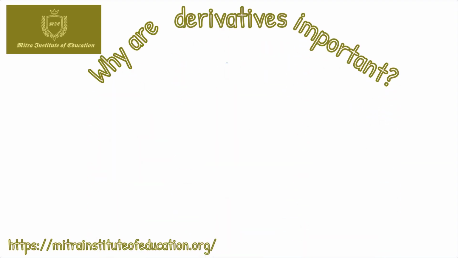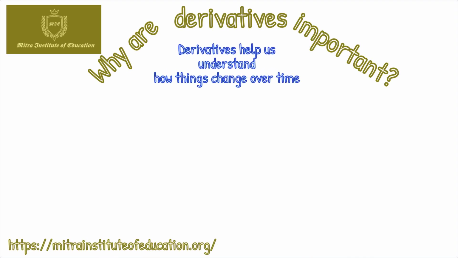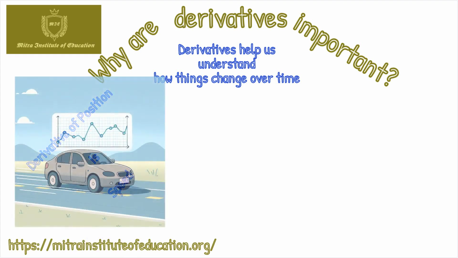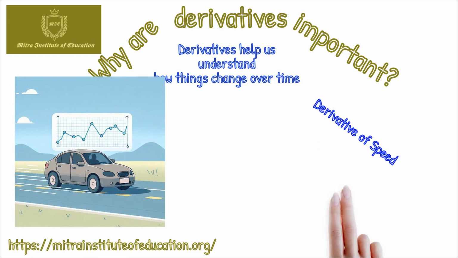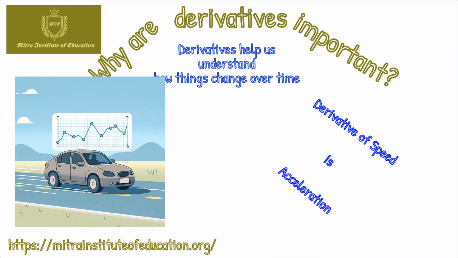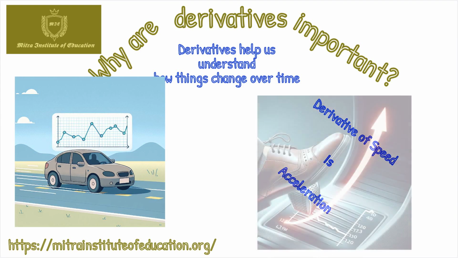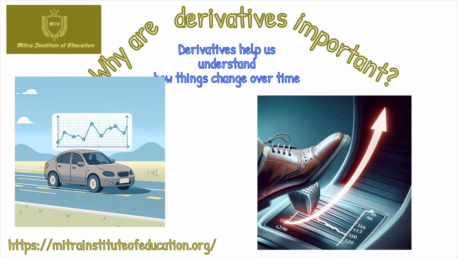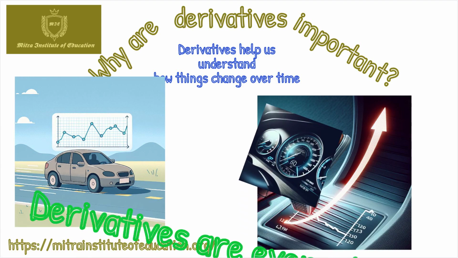Why are derivatives important? Derivatives help us understand how things change over time. Think of a car. The derivative of its position is its speed. It tells us how fast the car is moving. The derivative of speed is acceleration. It tells us how quickly the car is speeding up or slowing down. For example, derivatives can show how your car's speed changes as you press the gas pedal. Derivatives are everywhere.